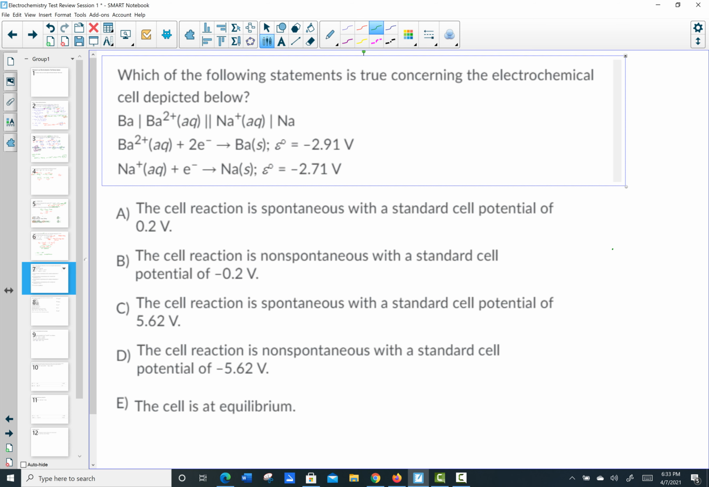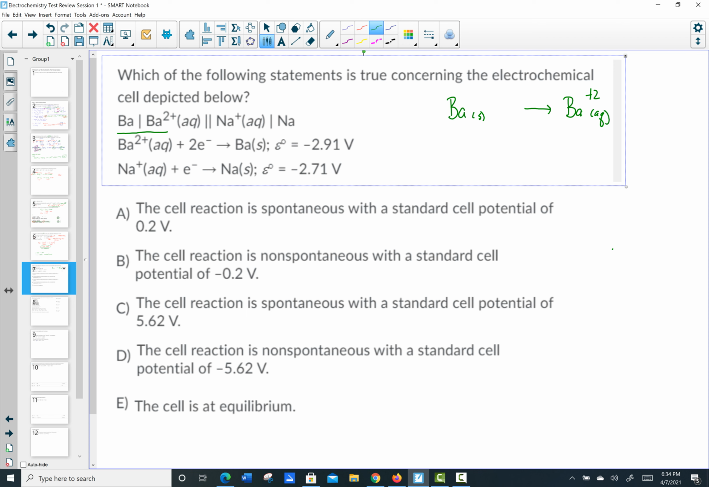Let's take a peek at a next example on the same topic. Which of the following statements is true concerning the electrochemical cell depicted below? Well, in the first half of our standard cell notation, I see barium as an element, and I'm going to point at barium as an ion. Ba starts as a neutral atom. The line separates it into barium plus 2. So I would know that this would be solid and aqueous, just putting those standard states in there.